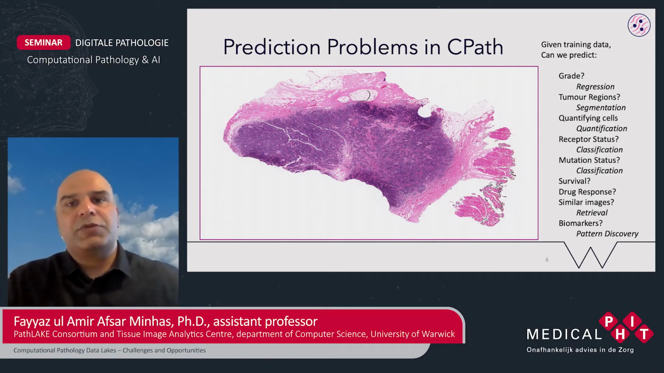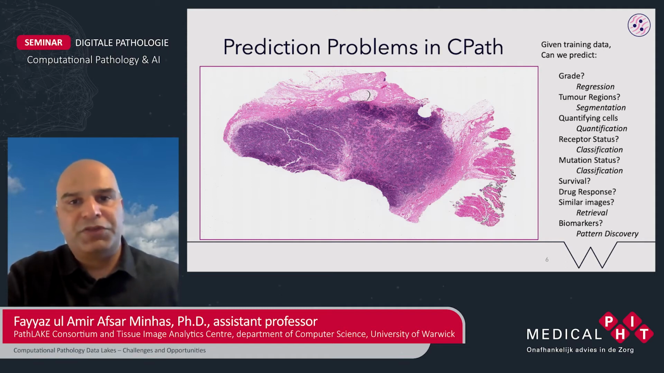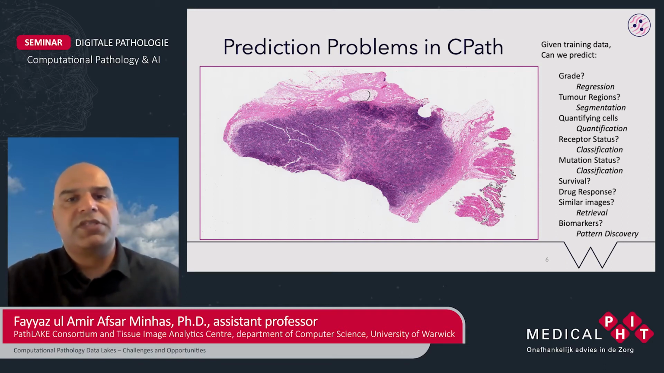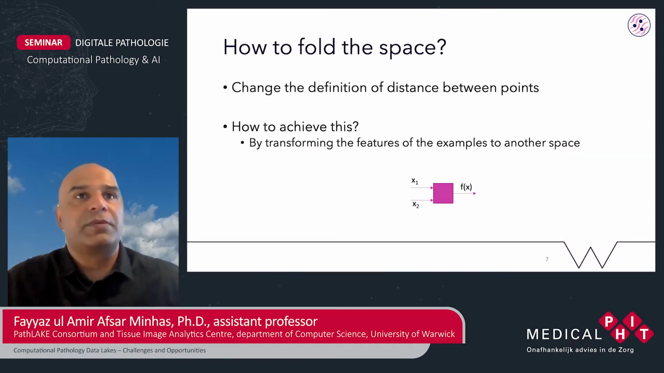We can apply the same concepts to pathology images. We want to collect a bunch of pathology image data, and instead of just classifying between cancer and non-cancer, which is more similar to the pathologist versus non-pathologist example that I've just given, we can do even more. We can try to regress the grade of cancer. We can do tumor region segmentation. We can quantify different types of cells. We can do receptor status prediction or mutation status prediction. We can correlate the patterns within this image to survival or drug response and so on. So that is the sort of thing that we do in the tissue image analytics center. We develop algorithms for this.